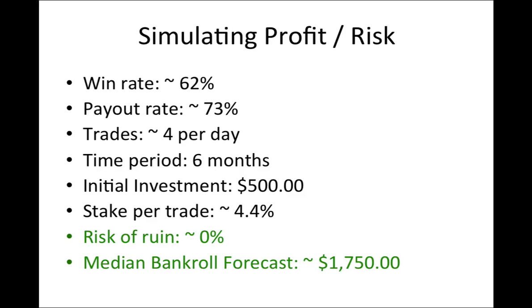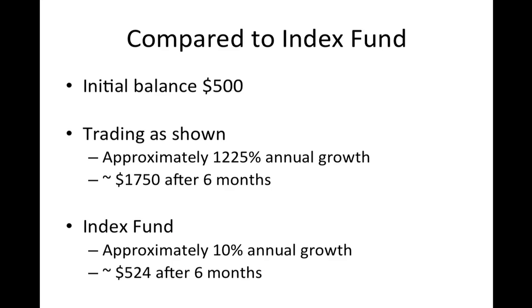Now what I'd like to do is compare that to some other type of investment opportunity. For example, an index fund. Let's say you put your money in an index fund, the same initial balance of $500, and you wanted to see how that would grow over time. Now, following the binary options trading method that we have shown, you're looking at about 1,225% annual growth, which corresponds to the $1,750 after 6 months.